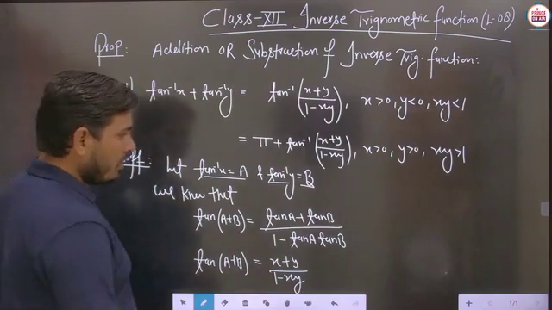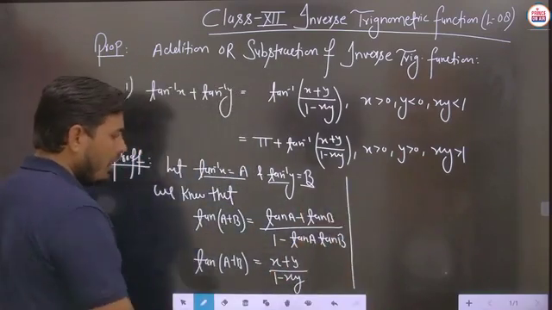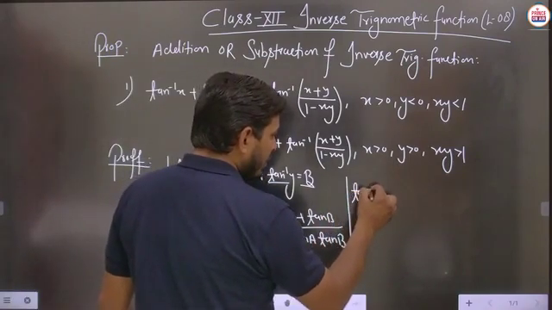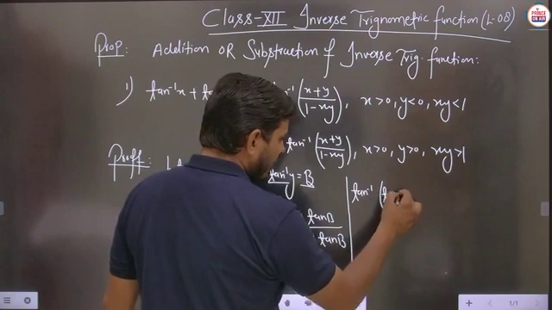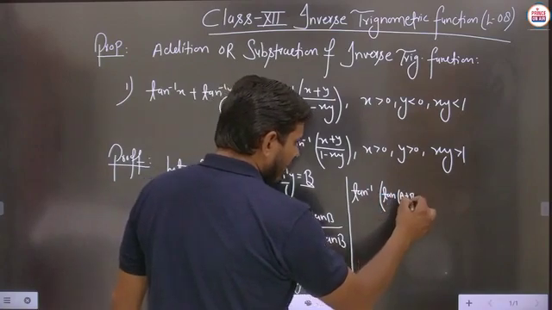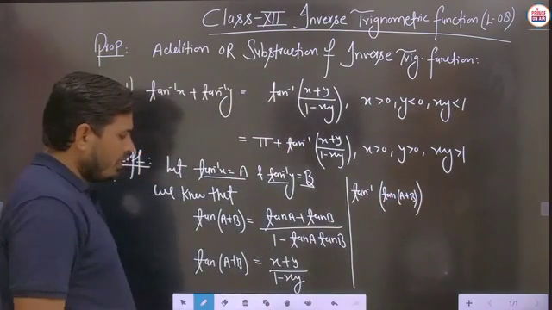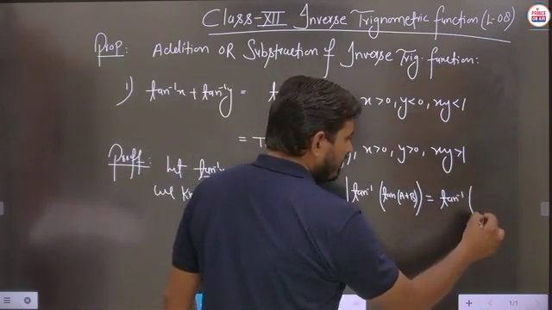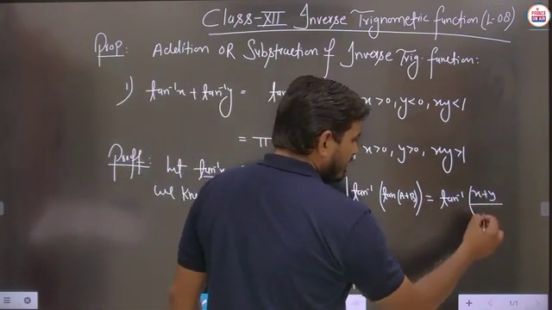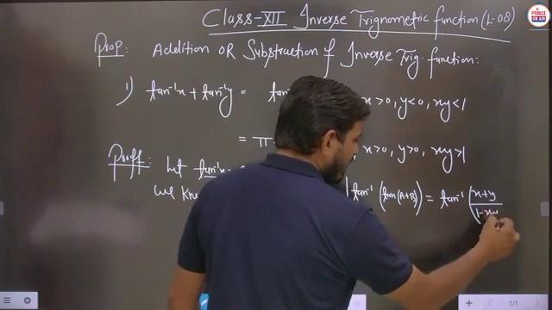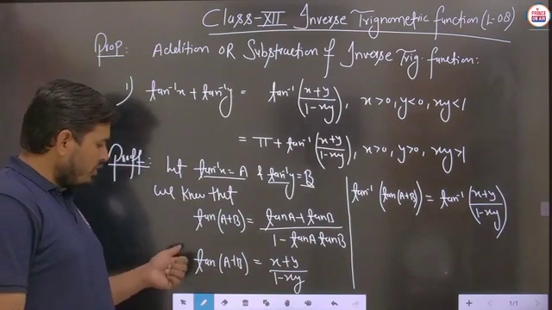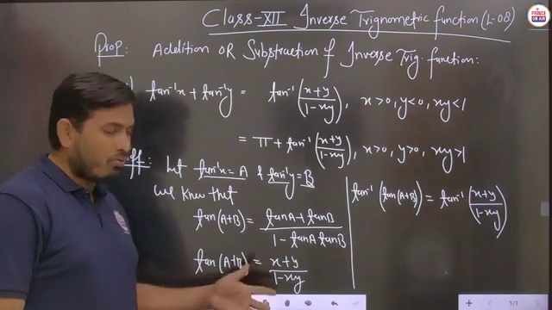Now we have to take the inverse on both sides. So definitely this will be written as tan inverse of tan(a plus b), and that will be written like this: tan inverse of (x plus y) upon (1 minus xy), taking the inverse on both sides. So here we are using tan inverse, and before this part we have to use the tan inverse.